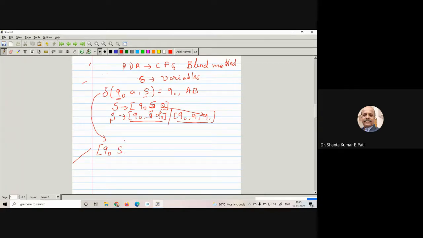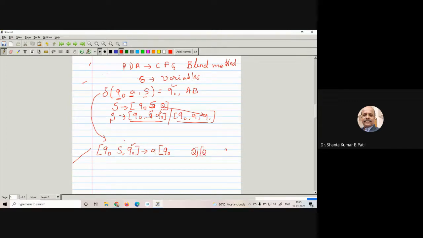Then, on the right hand side of the transition function, you write q naught. From where did I get this q naught? This q naught is this one. So this will be one variable on the right hand side. The terminal will be there in the production. The terminal is this one, terminal a, followed by q naught. Then q naught is one variable, and the second variable is q.